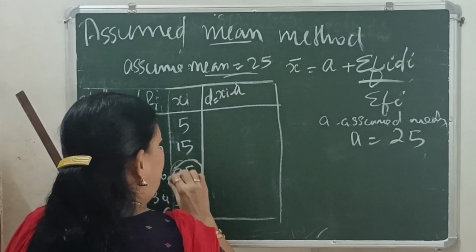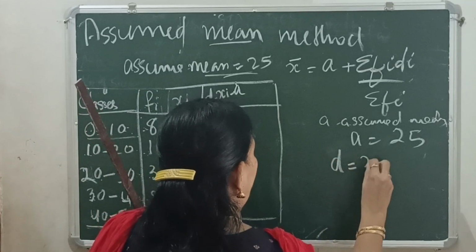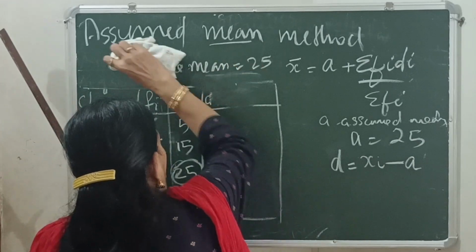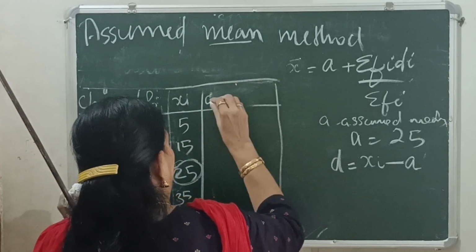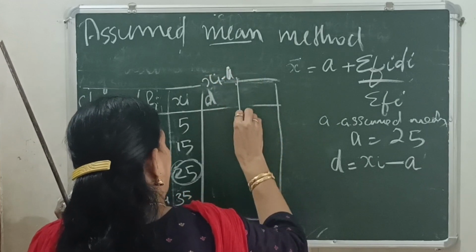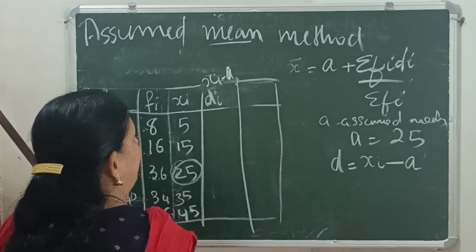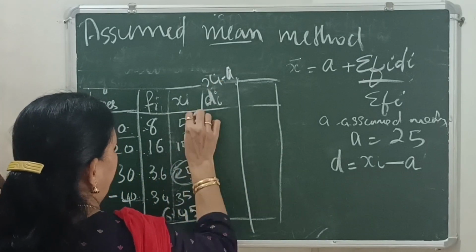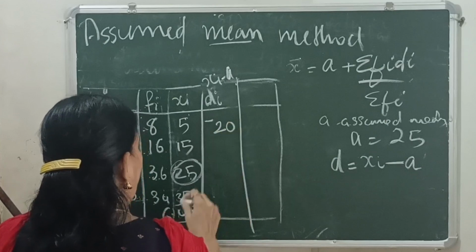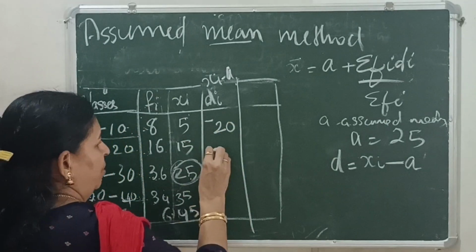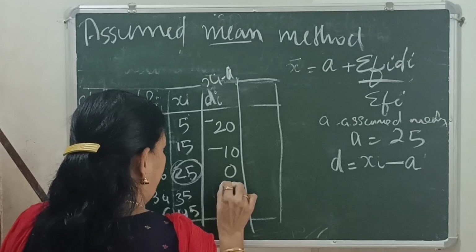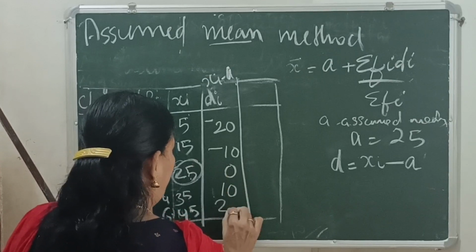Here I have taken the assumed mean as 25. Then d equal to xi minus a. So xi minus a: 5 minus 25 is minus 20, 15 minus 25 is minus 10, 25 minus 25 is 0, 35 minus 25 is 10, 45 minus 25 is 20.